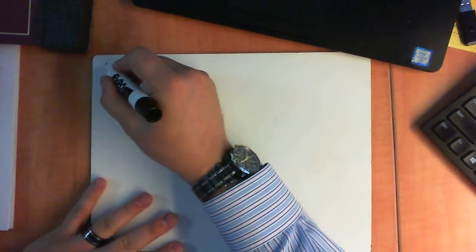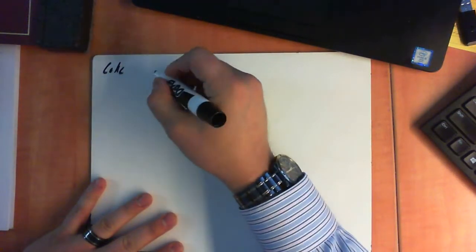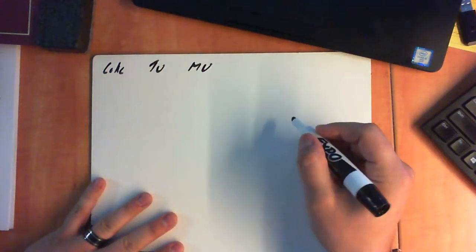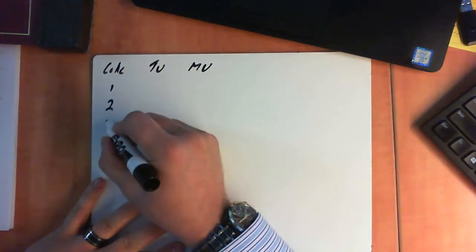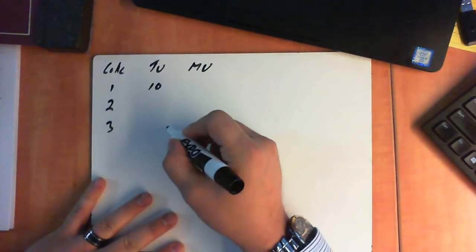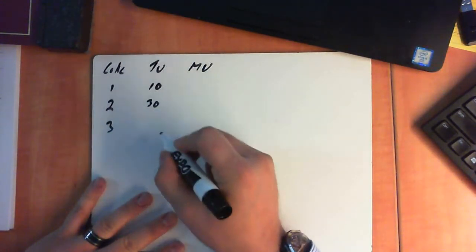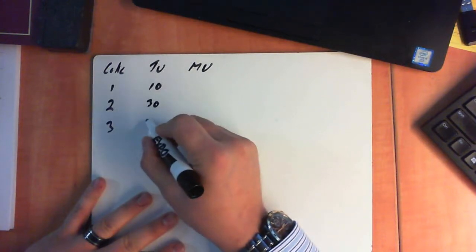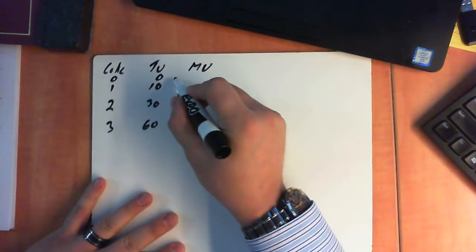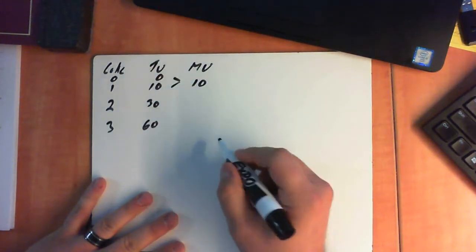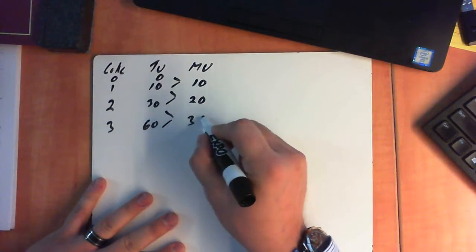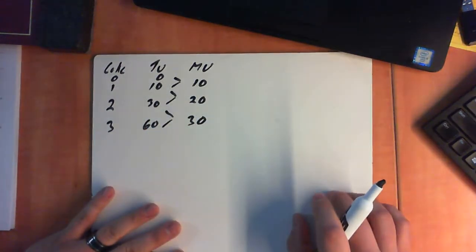So we can do the same thing again. For each Coke he drinks, he has some total utility, and then we calculate some marginal utility: after the first Coke, the second Coke, and the third Coke. After the first Coke he has a total utility of 10, after 2 Cokes 30, and after 3 Cokes 60. We can calculate the marginal utility. Starting from 0, the marginal utility of the first Coke is 10. The marginal utility of the second Coke is 20. The marginal utility of the third Coke is 30.